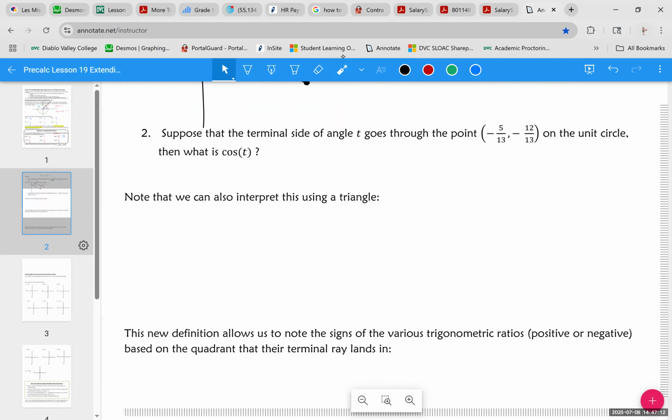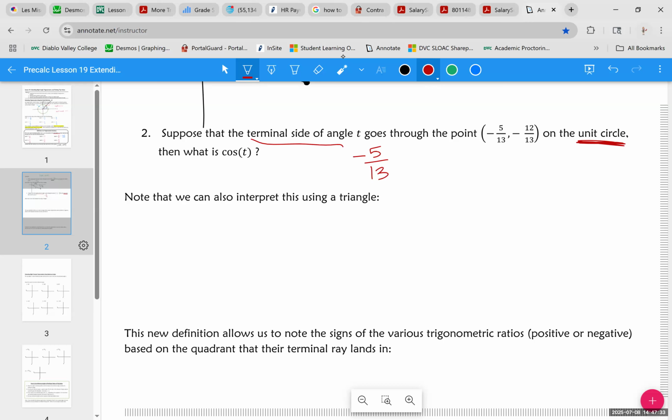Okay. So same idea for number 2. Suppose the terminal side of an angle T goes through this point on the unit circle. Okay. What is the cosine? Well, cosine is just going to be the x-coordinate.